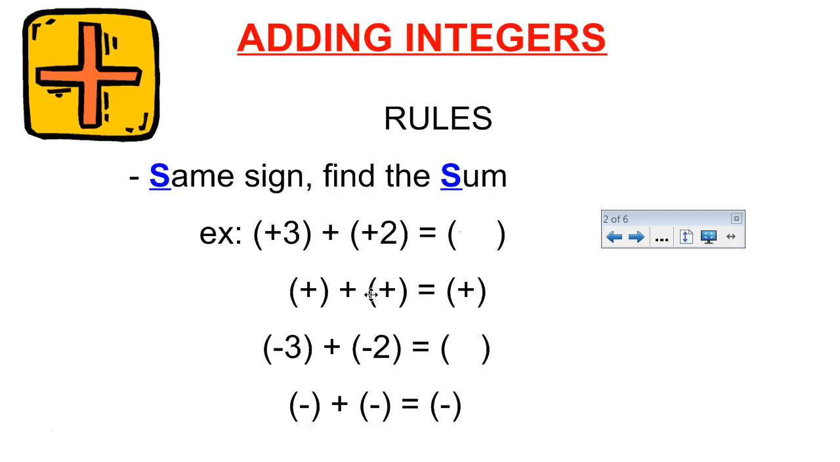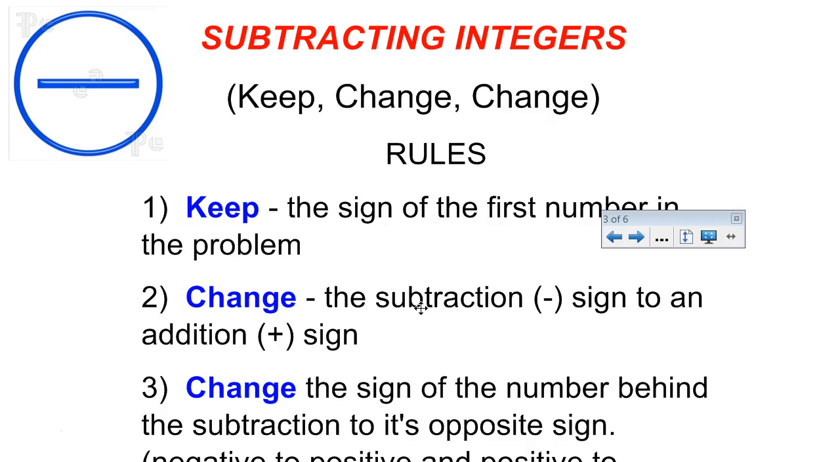So, adding integer rules. Same sign, add and keep; different signs, subtract. Okay, you know the song. So, same signs, if it's a positive, you're going to get a positive answer. Negative and negative, you're going to get a negative answer. That's it. It's the simplest we have. Let's keep going. Different signs, subtract.